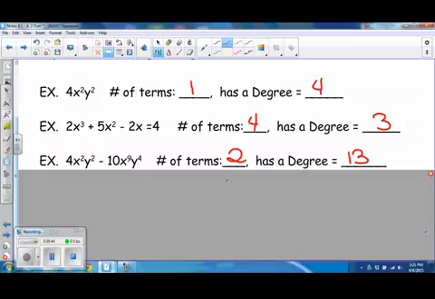Anybody have any questions? Well, the degree of this, if this was by itself, the degree of it would be 4. If this was by itself, the degree would be 13. So when you have more than one term, you take the higher one. Okay? Good question. Anybody else have any questions? Jane, you good?